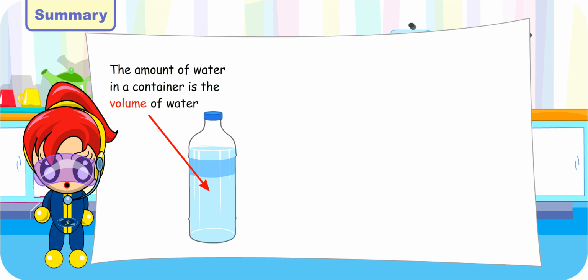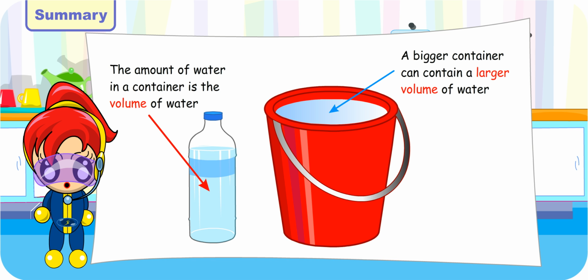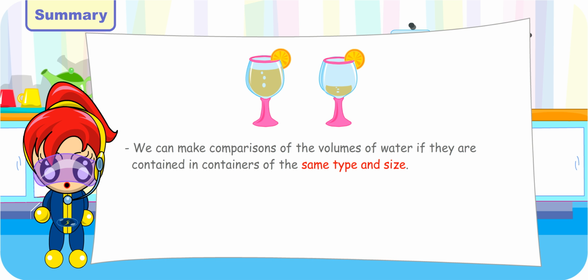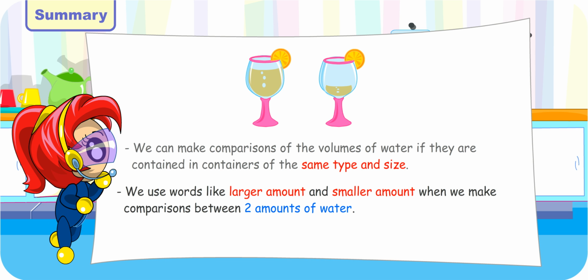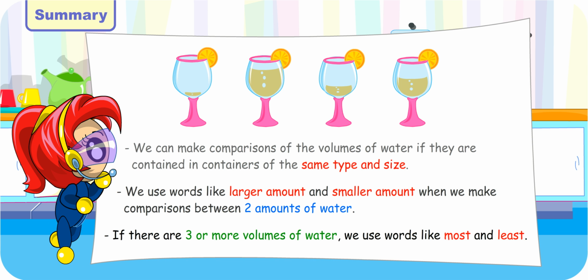Okay, tell me what you've learned today. I have learned that the amount of water in a container is the volume of water. A bigger container can contain a larger volume of water. We can compare the volumes of water if they are contained in containers of the same type and size. We use words like larger amount and smaller amount when we make comparisons between two amounts of water. If there are 3 or more volumes of water, we use words like most and least.